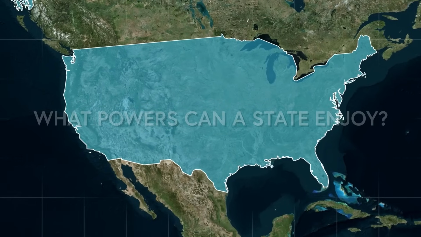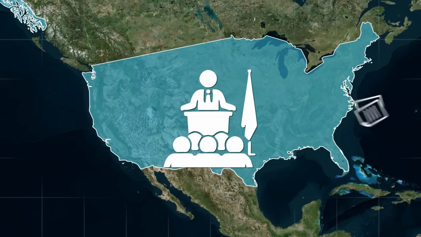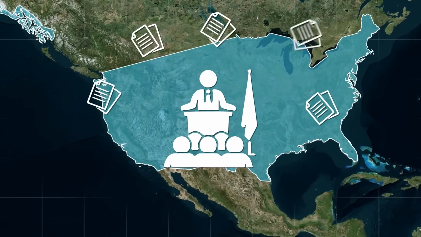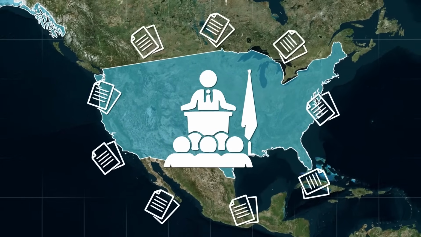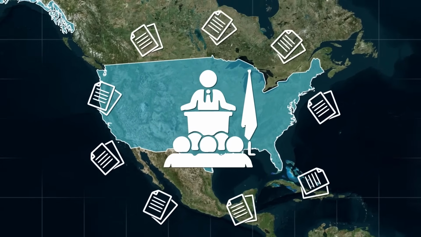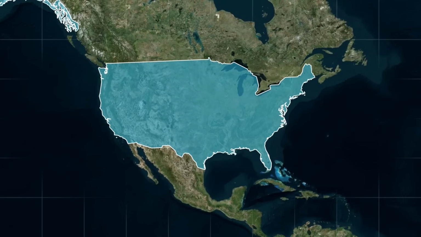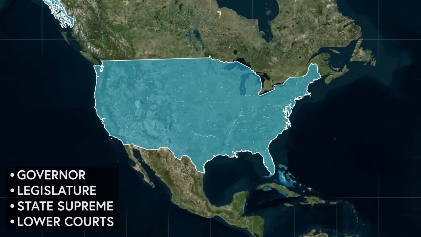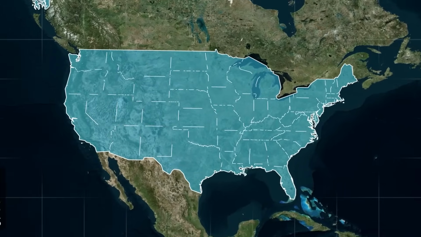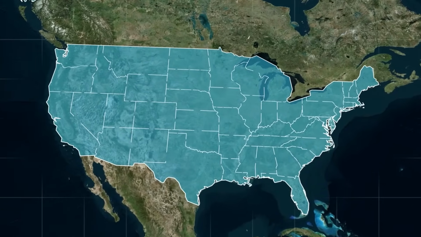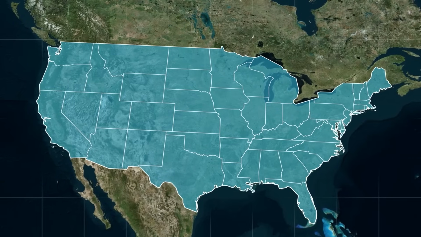Under our democratic federalist system created by the Constitution, states can form elected governments to write and enforce laws within their borders, so long as the laws conform to the rights enumerated in the Constitution. In addition to having a governor, legislature, and a state supreme and lower courts, each state also has a part-time militia controlled by the governor, called the National Guard.